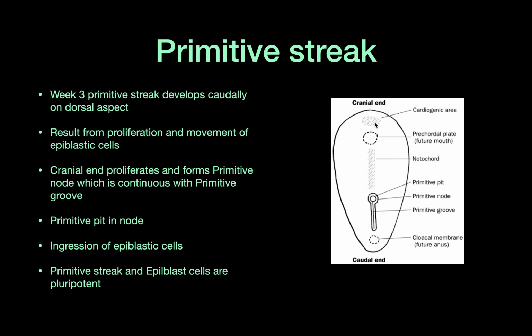So the cardiogenic end, this is where the heart will eventually develop. The prechordal, or the oropharyngeal membrane, is where the future mouth is. The notochord will eventually be continuous with the primitive groove, but right now here's the primitive pit inside of the node into the groove, and then here's the cloacal membrane, which will be the future anus.